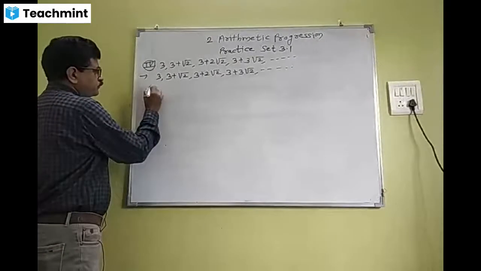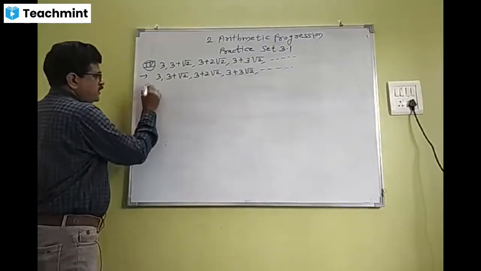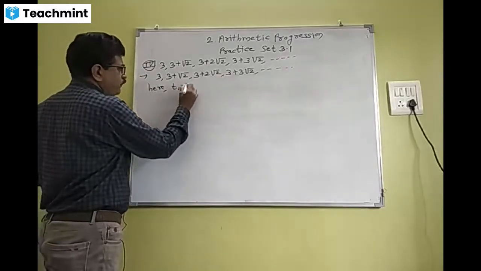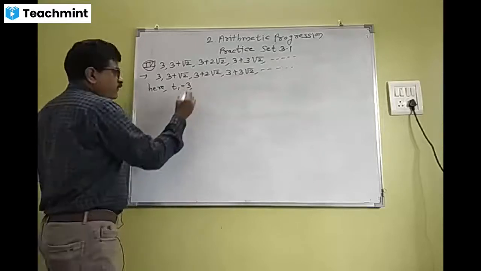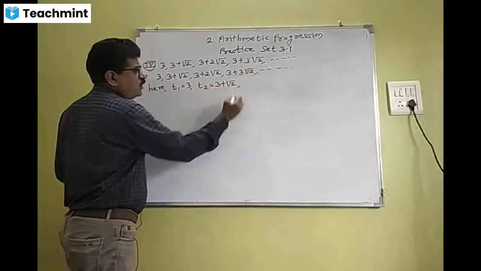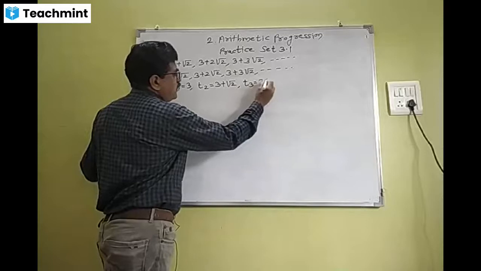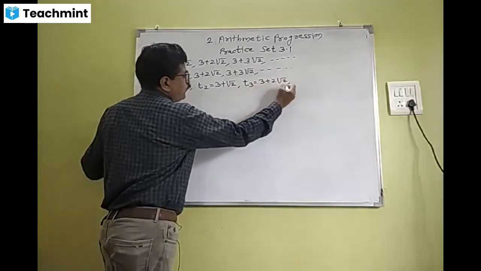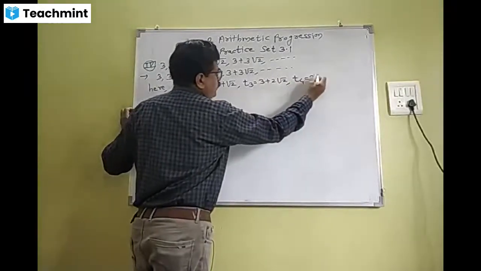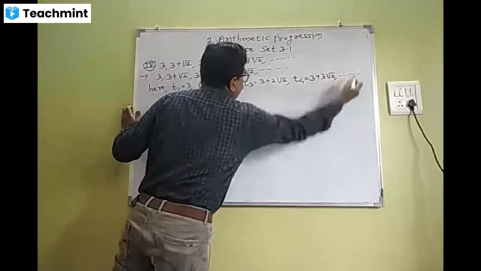Now, first write down here, T1 is equal to 3, T2 is equal to 3 plus root 2, T3 is equal to 3 plus 2 root 2, T4 is equal to 3 plus 3 root 2 and so on.